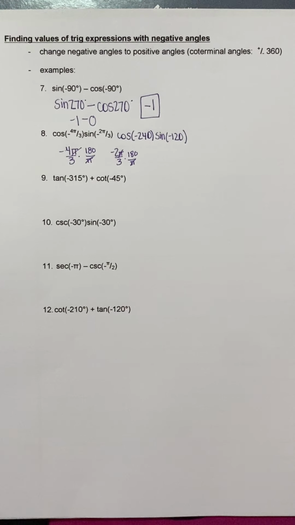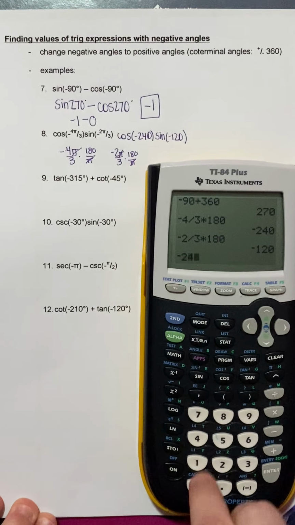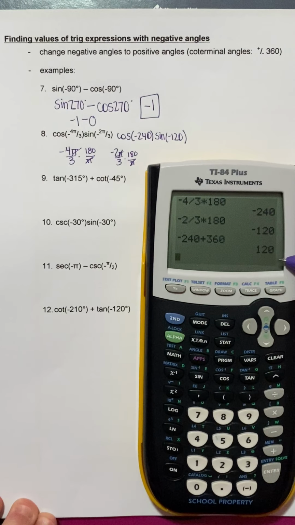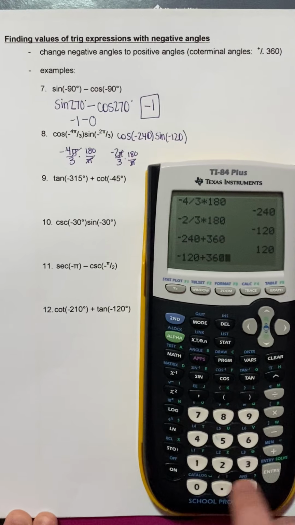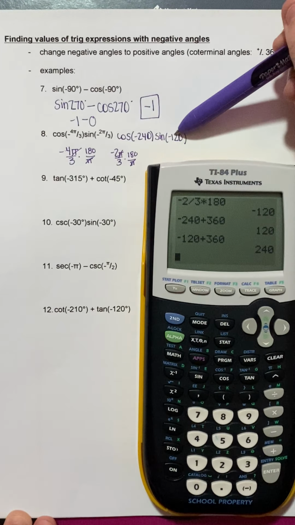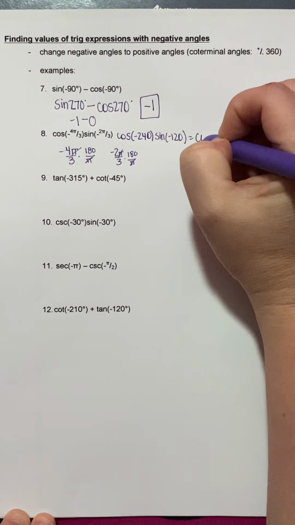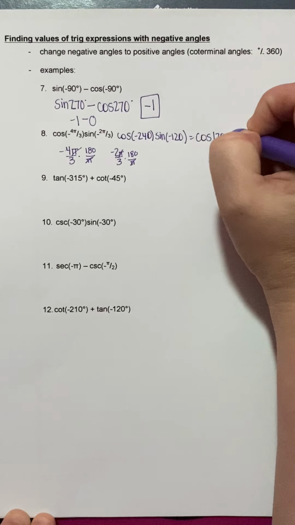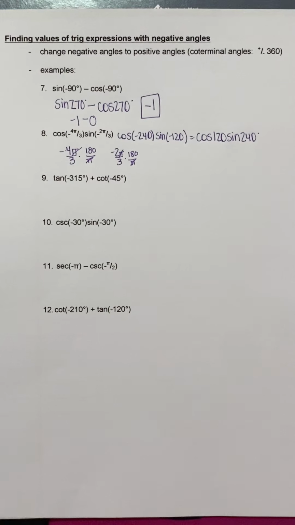All right, now since we don't like negative angles, I'm going to take these negative angles and add 360 to get a positive angle. Negative 240 plus 360 is the same thing as 120. Now I'm going to take negative 120 and add 360, and that's the same thing as 240. So this is what I've got: the cosine of 120 times the sine of 240. Now everything's positive angles. They're all on my unit circle, so I can use my chart to evaluate from here.